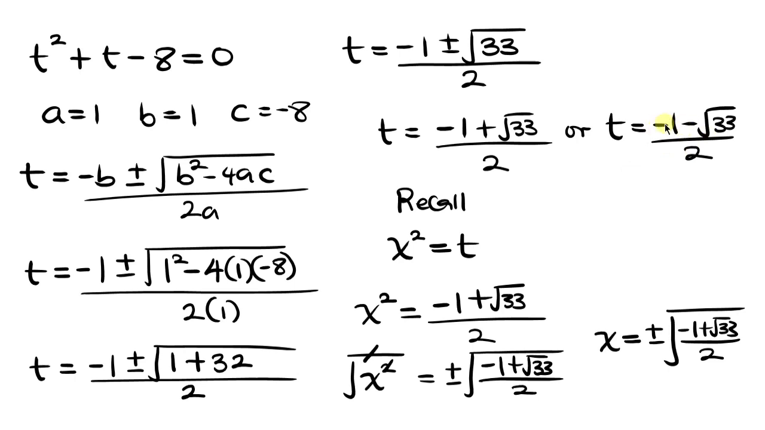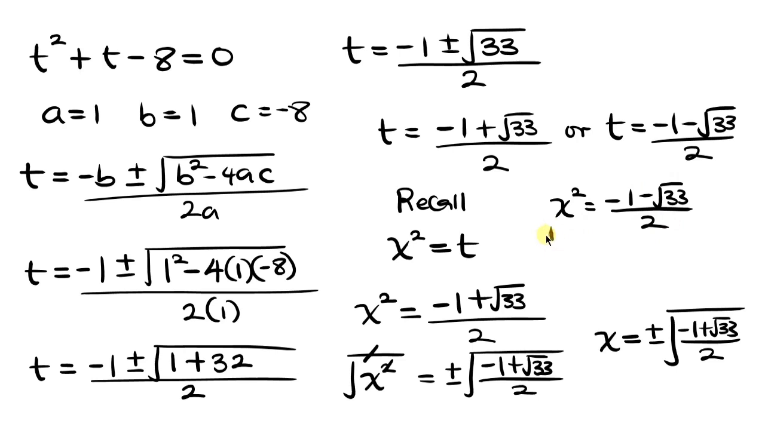Now from this other case, we're still recalling that x squared is equal to t. So x squared is equal to, this time a value of our t is -1 negative root 33 all over 2. Now notice that the left hand side is a square, which is a perfect square, which means it is always positive. But the right hand side, from what we see here, -1 negative root 33 over 2 is negative.